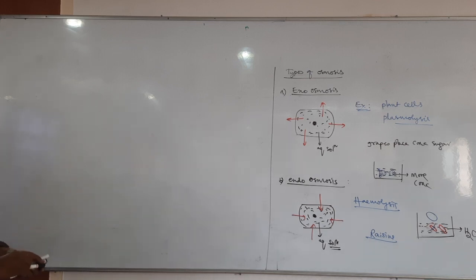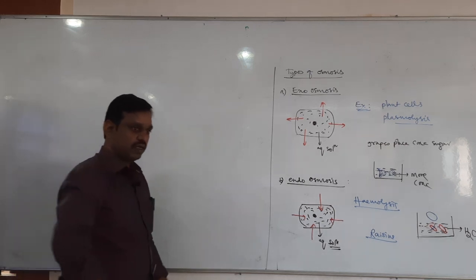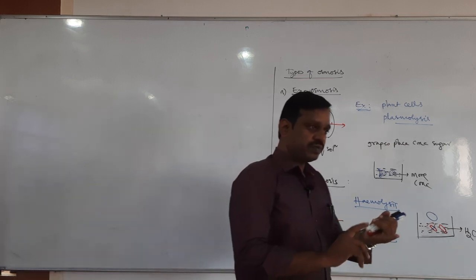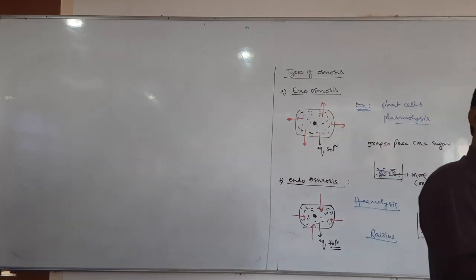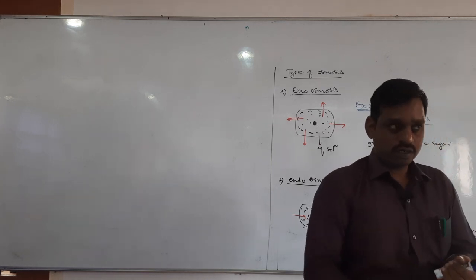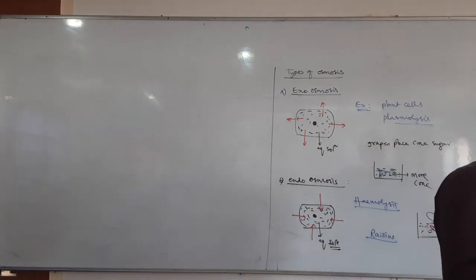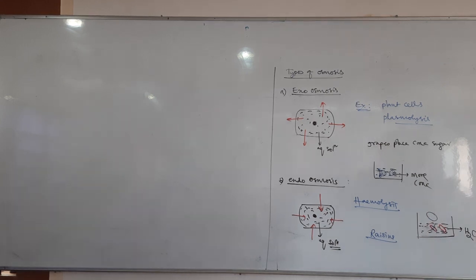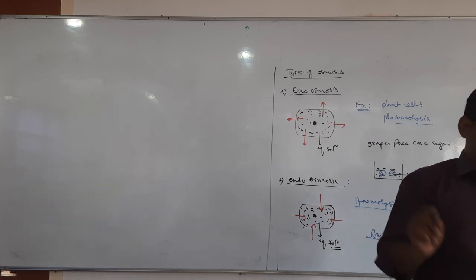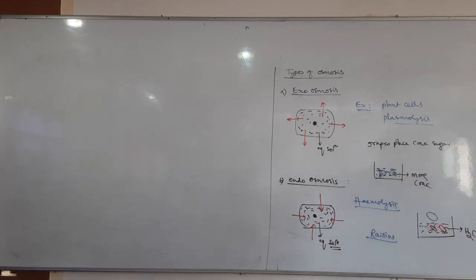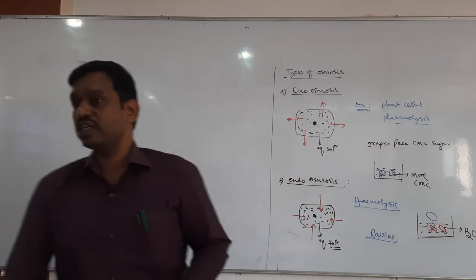Okay, so this is about osmotic pressure. What have we studied so far? We have studied osmosis, the types of osmosis and demonstration. In osmosis, there is a flow of solvent molecules from where to where? From solvent to solution through the semi-permeable membrane, or from dilute solution to concentrated solution.